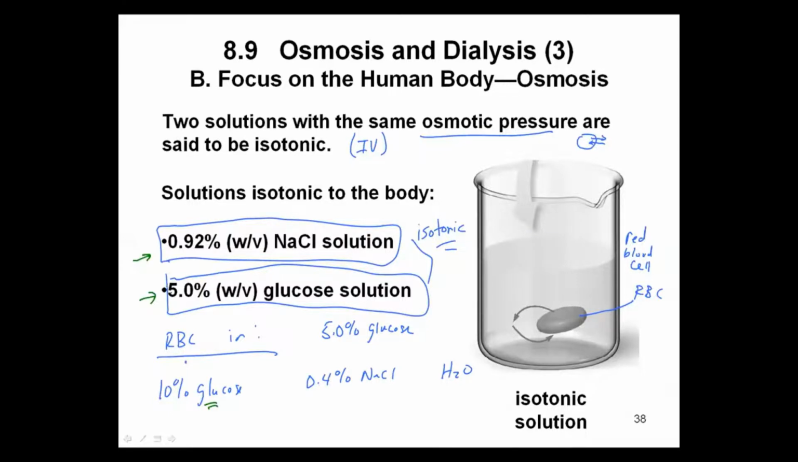Looking at the numbers, 5% is isotonic, 10% glucose is larger than that, which means this would be a hypertonic solution. And in a hypertonic solution, that means that outside of the cell is more concentrated than inside of the cell. And that's going to cause the red blood cell basically to try to dilute the outside. And that's going to cause it to shrink, right? And that is crenation.